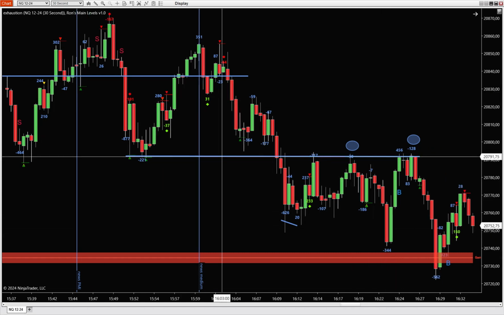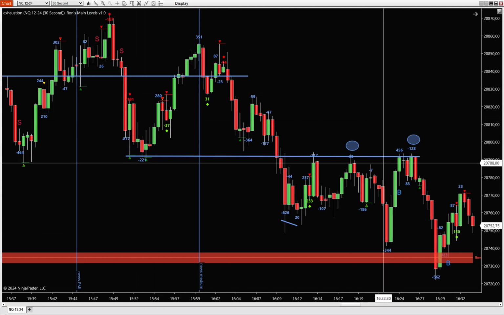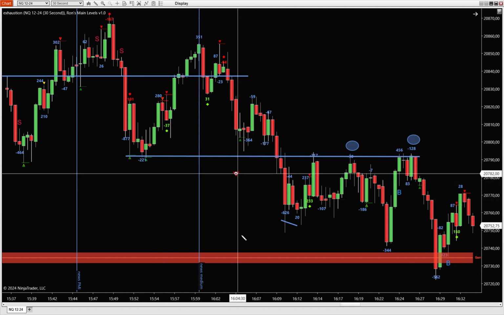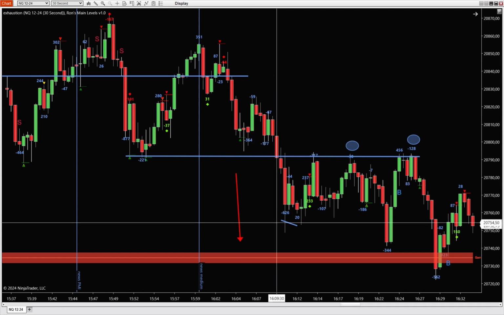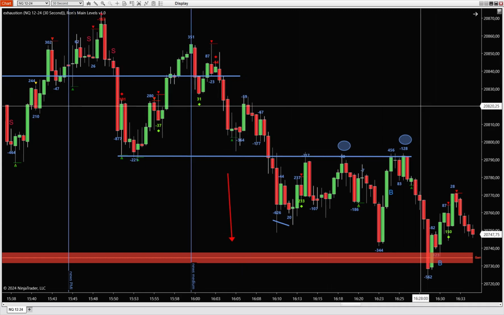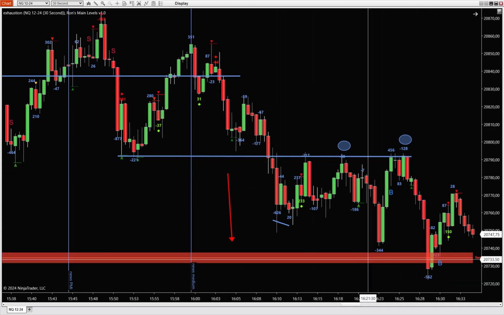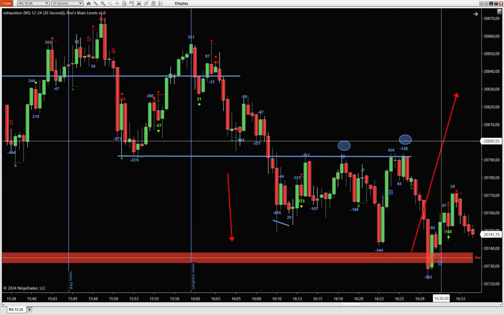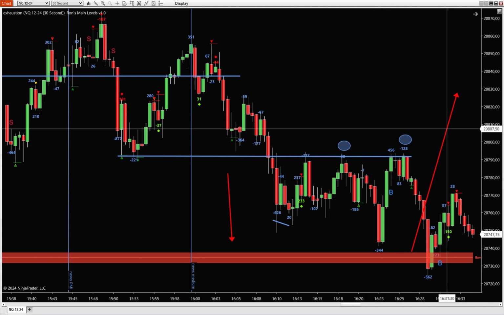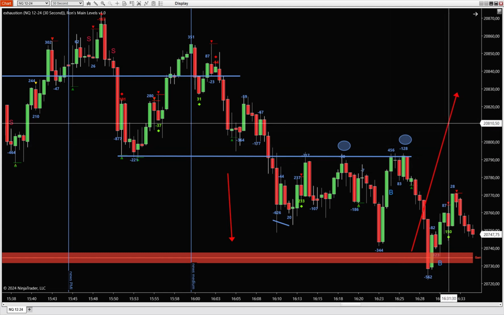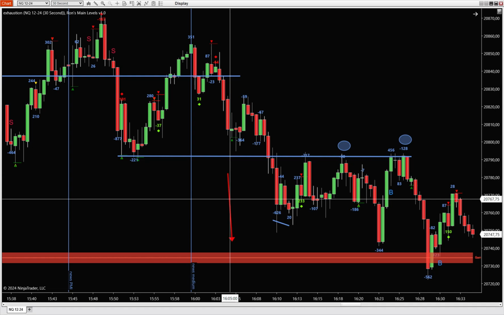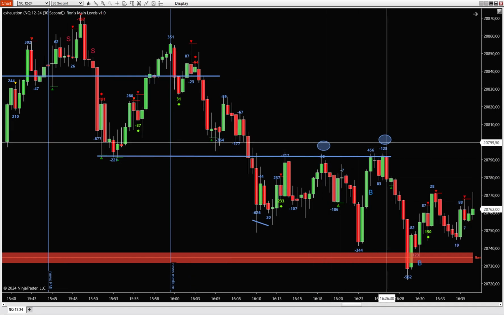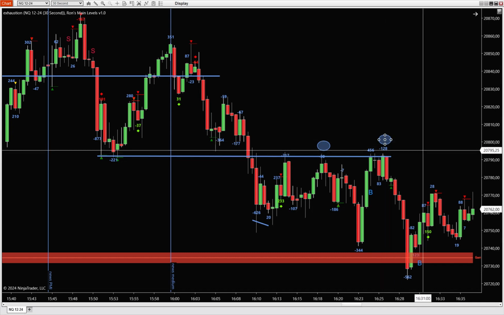Why are we looking for shorts? Two reasons. We are below structure, below previous lows, and we know price is getting attracted by this zone here below. Okay, strong magnets, and price tends to push away, break away from this zone and make structure to the upside. So higher highs, higher lows. Simple stuff. Keep it simple.